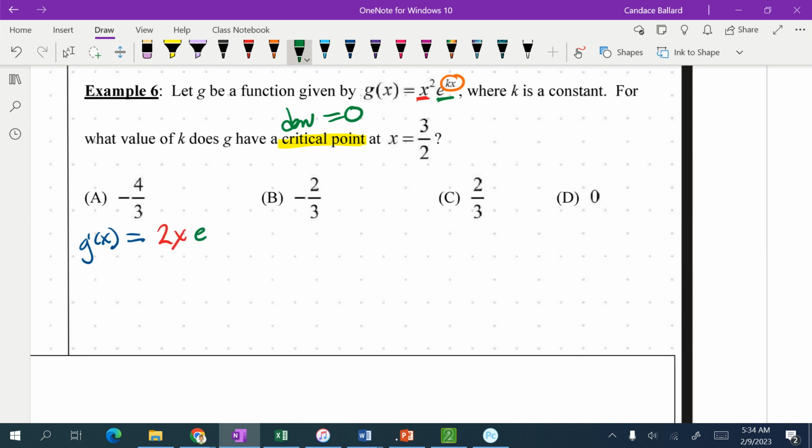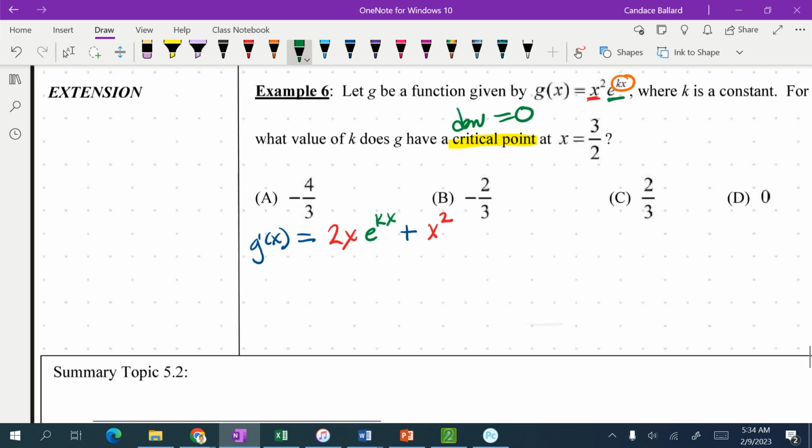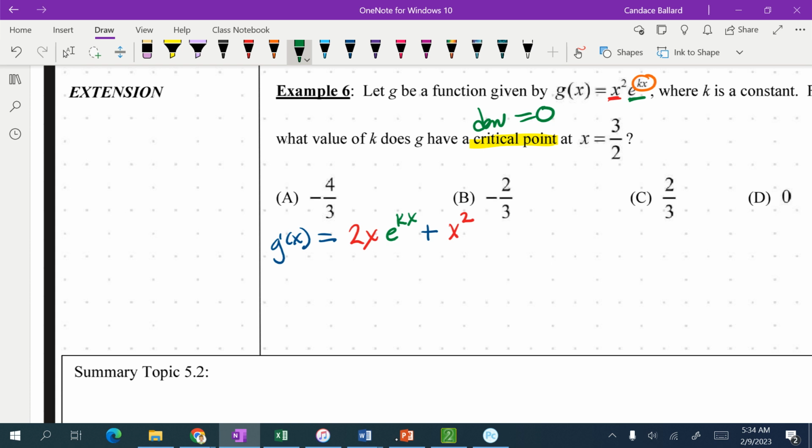So e to the kx. K is going to act like a number. So we're going to pretend it's a number. Then we've got a plus sign. Then we've got to take the derivative of x squared. Or sorry, keep the red. Sorry, so it's just x squared. And then we've got to do the derivative of this green. Let's do that off to the side. So I'm just going to call it f of something. F equals e to the kx.